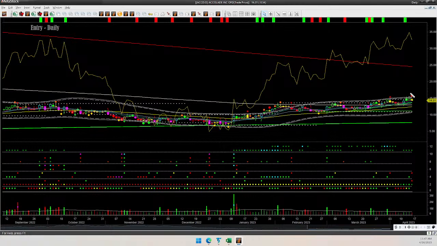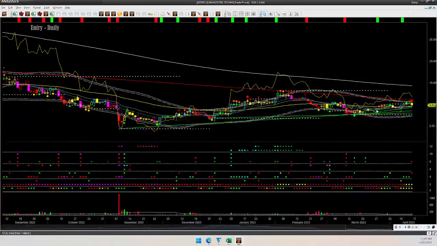This has a bearish headwind. This is ACCD. However, it has a trend line support nearby, so I'm not going to consider shorting it. Close it.